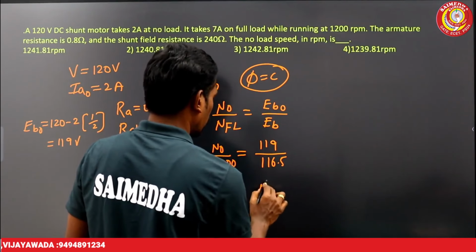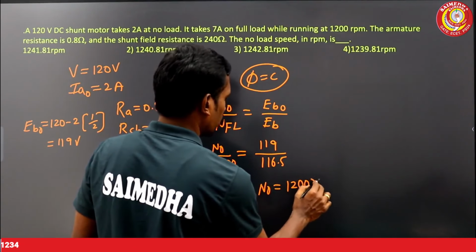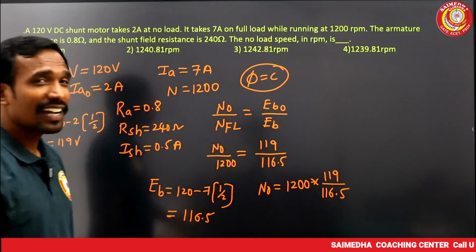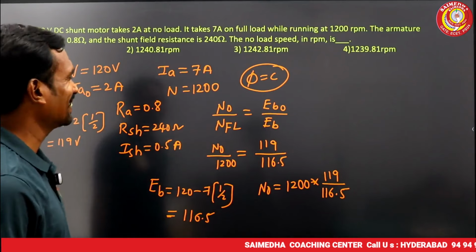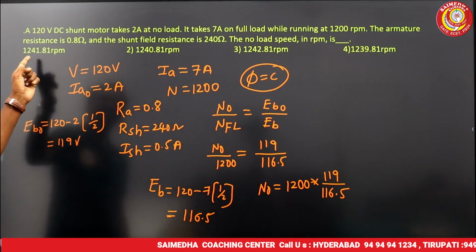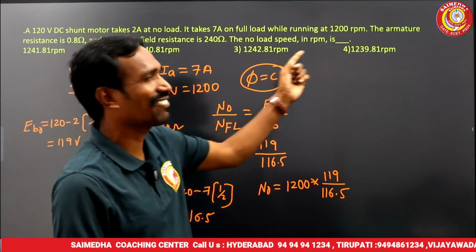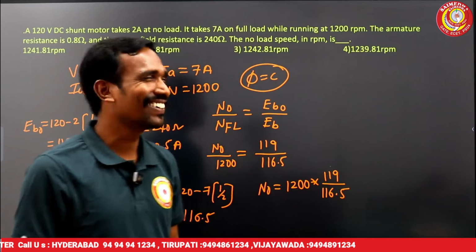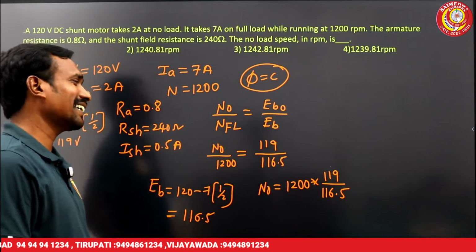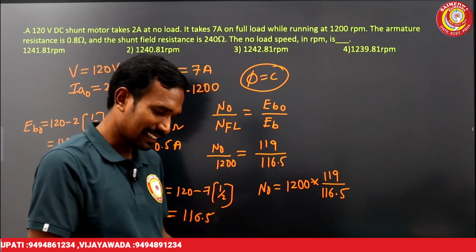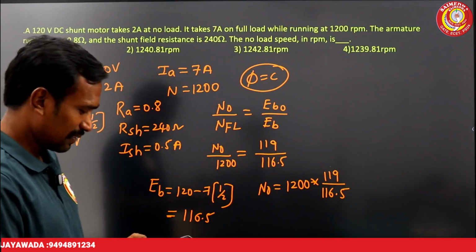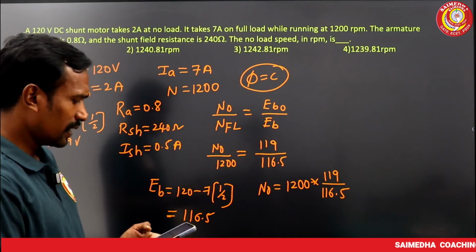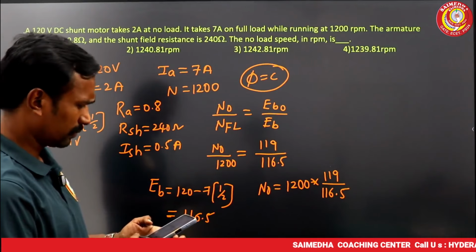So the no load speed is equal to 1200 into 119 by 116.5. Now do the approximation. It comes to around 1240. How is it possible? Of course, in the GATE exam we have a calculator, otherwise it is not possible. What is the answer? 1200 into 119 divided by 116.5 is 1225. Something is fishy.